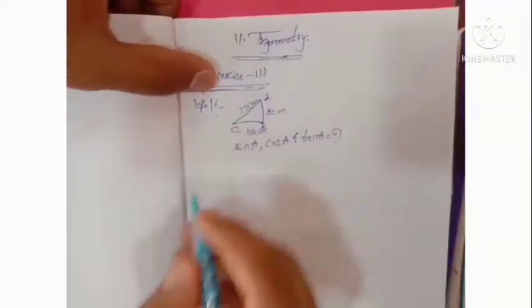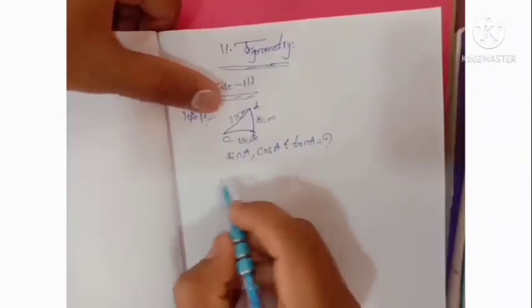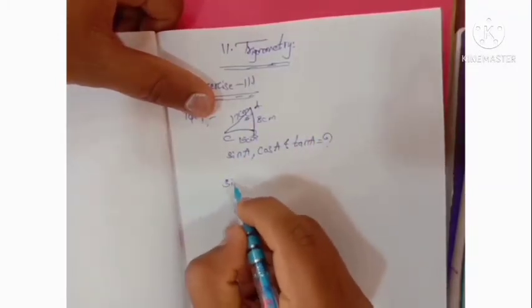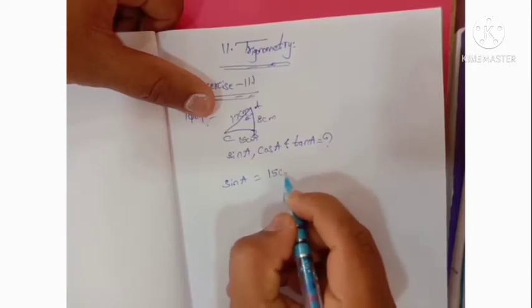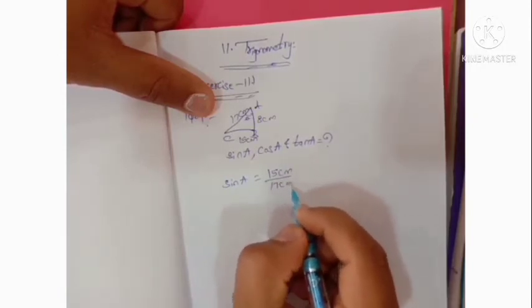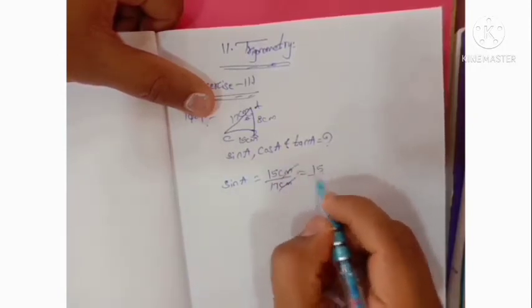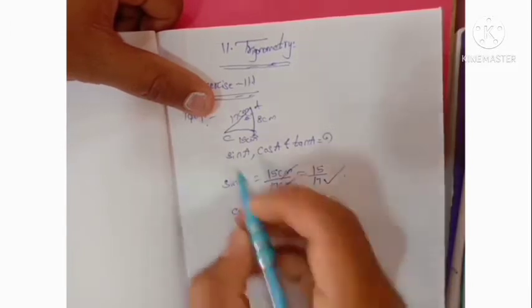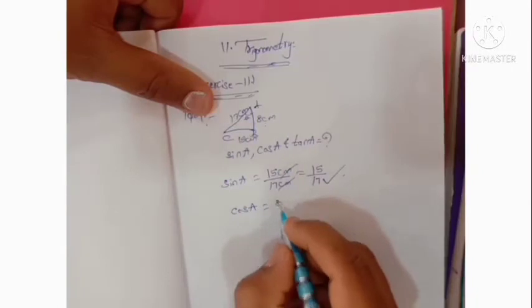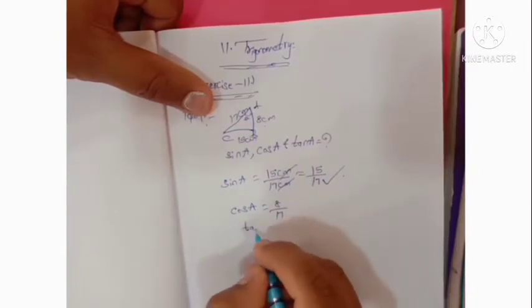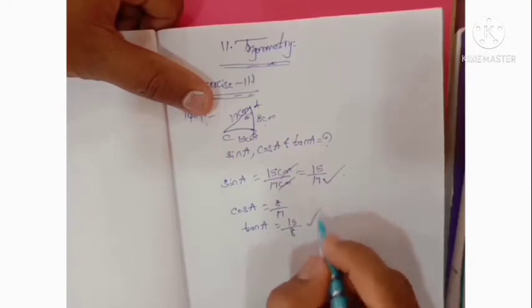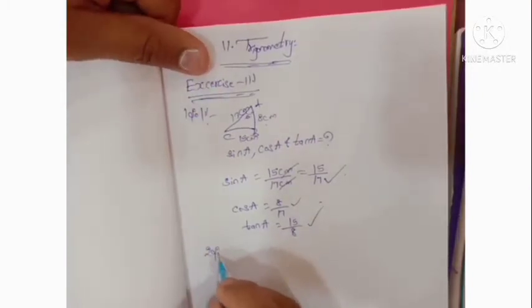Okay, let's find it. First, A means consider theta here, then sin A is opposite side by hypotenuse. Centimeter gets cancelled. Its answer is 15 by 17. Then cos A, adjacent by hypotenuse, means 8 by 17. Then tan A is opposite by adjacent.